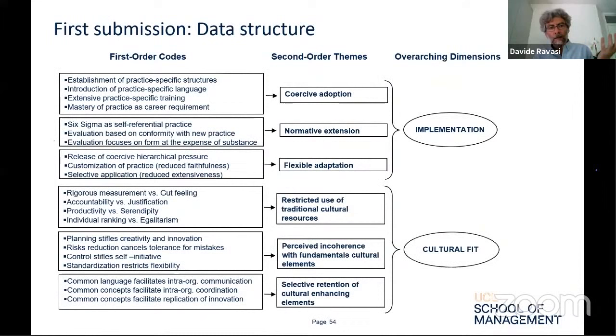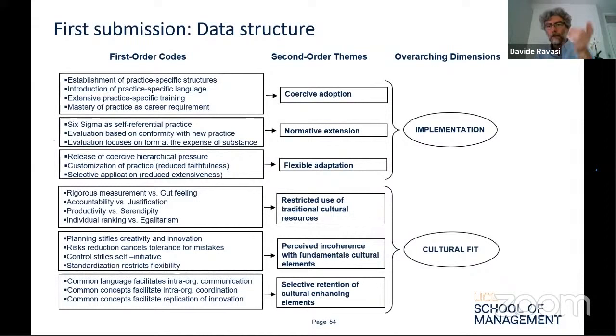We had a data structure where the second order themes captured how different elements of the model manifested in phase one, phase two, phase three. So the implementation of the practice in phase one was coercive adoption, in phase two was normative extension, in phase three was flexible adaptation. Cultural fit, phase one was restricted use of traditional cultural resources, and so on and so forth. So we were trying to use the second order themes to show how these fundamental constructs manifested differently in each iteration of the cycle.